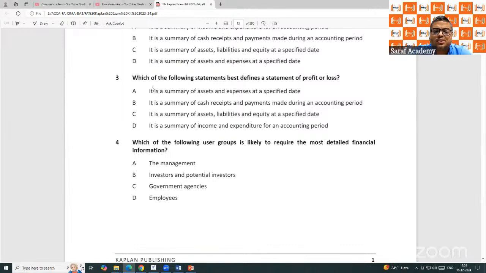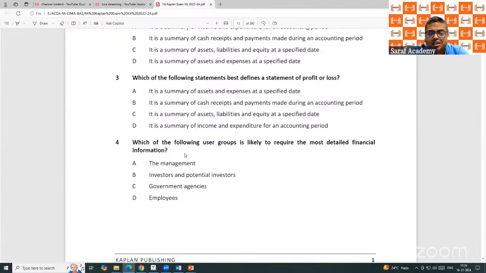Which of the following statements best defines a statement of profit or loss? It's a summary of assets and expenses, no. It is a summary of cash receipts and payments, no. It is a summary of assets, liability, equity, no. It is a summary of income and expenditure for an accounting period, PL account. That is D.